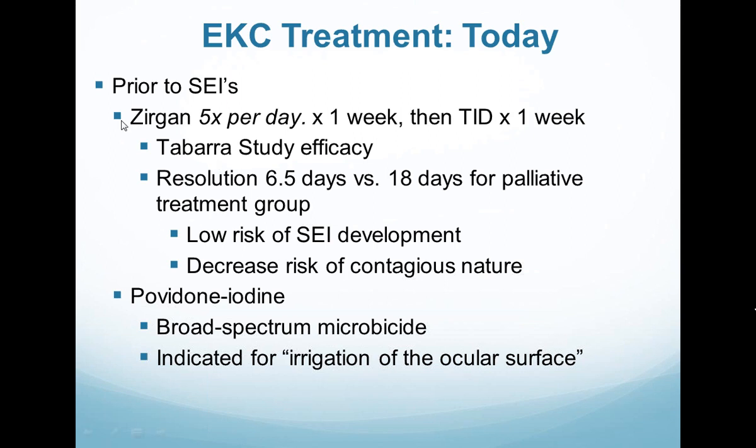My preference is Zergan. I see about 40 patients in a day. I prefer not to take the time to do the rinse. I know that sounds terrible, but if someone can't afford Zergan, I will do the povidone iodine rinse for them because EKC is a brutal condition. If they can afford Zergan, I'd much rather just write a script and send them home. Plus, they love it. It's comfortable. It's about as comfortable as an artificial tear. Povidone iodine is just the opposite. It's the least comfortable treatment I've ever done to a patient.